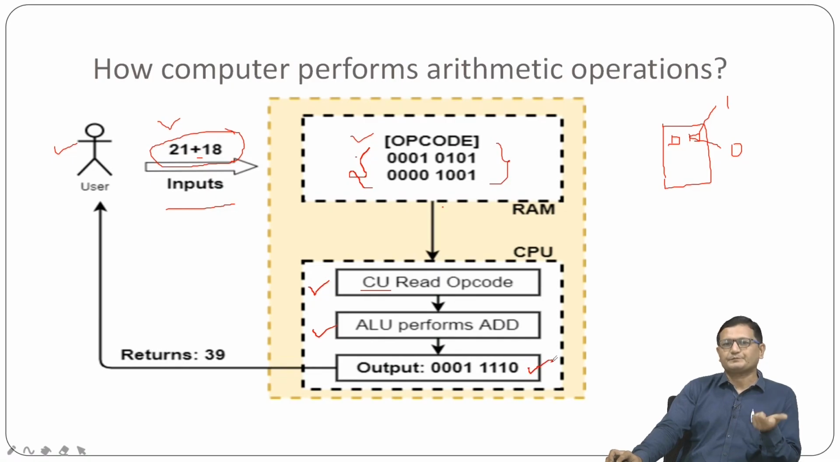Finally, this binary gets translated into decimal form. So finally, by the output devices, on the screen 39 gets printed, which the user can see as output. Fine. So see, the user inputs a decimal number and gets output as a decimal number, but the data entered by the user into the system gets processed in the form of binary.